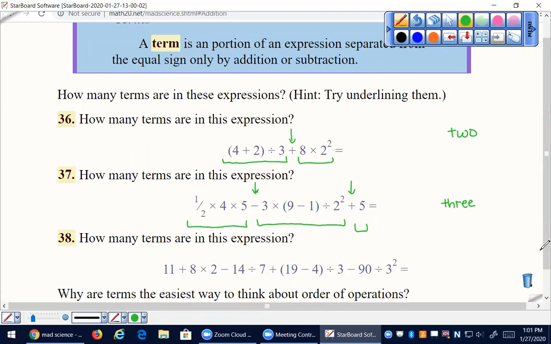How big is the first term in the next one? The first term is just 311. Where's the next break? Yeah, after the 2. Next break. And one more. So 1, 2, 3, 4, 5.